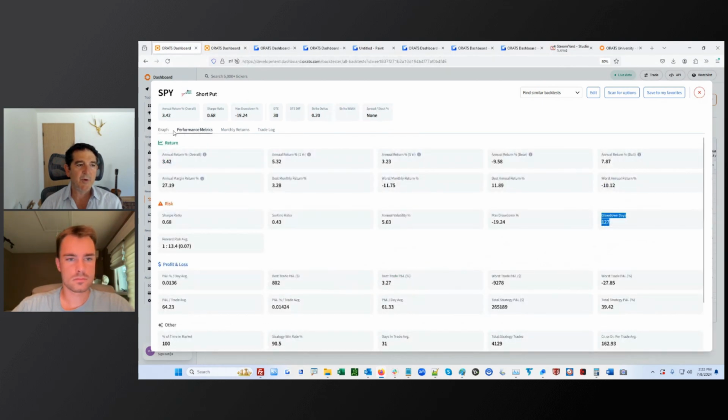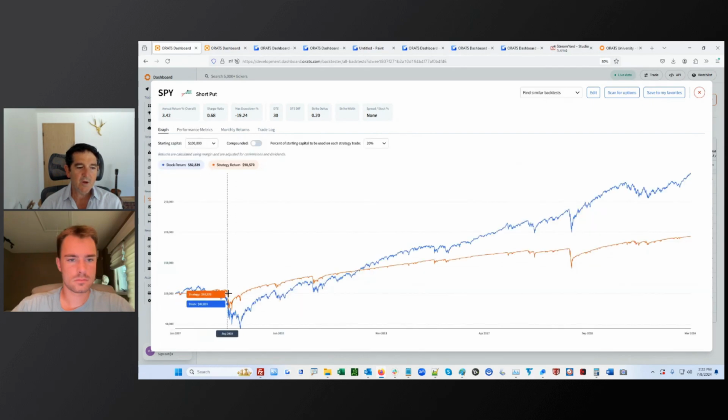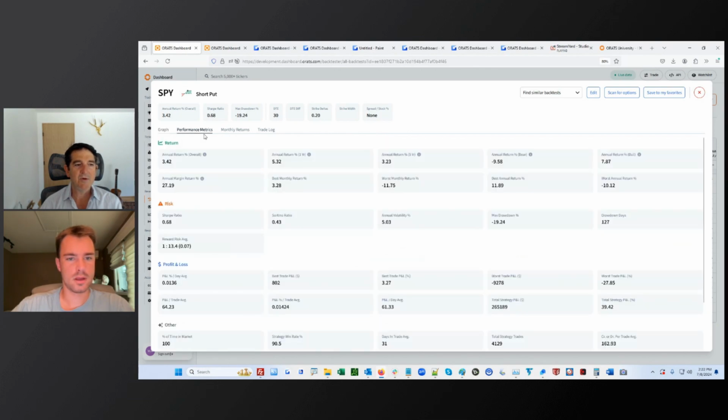And in the short put, it only took us to here, and that's about half the time. Okay, interesting. That's how that works. I wouldn't have looked at that, but that's cool that you did. What else? Profit and loss per day, that's going to be pretty similar because it's in the market the whole time. But it's 0.0136 for the short put, and it's 0.0114 for the short put spread.